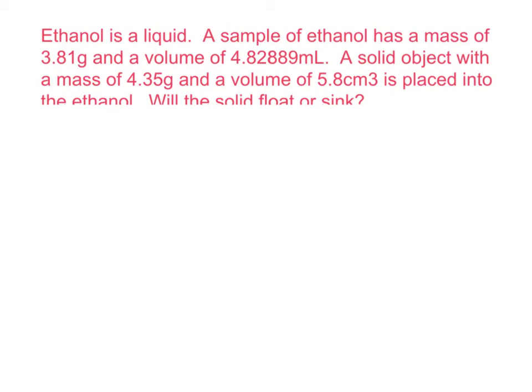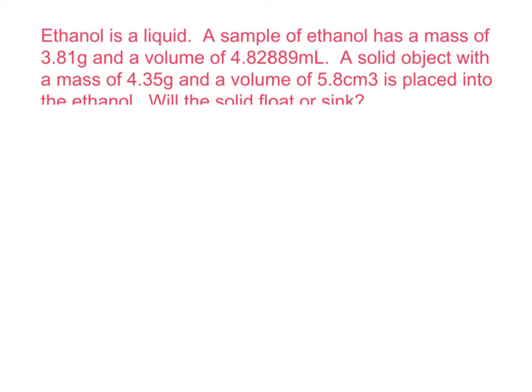Ethanol is a liquid. So we have a sample of ethanol that has a mass of 3.81 grams and a volume of 4.82889 milliliters. We then take this random solid and we find it has a mass of 4.35 grams and a volume of 5.8 cubic centimeters. And it is placed into the ethanol. We want to know if the solid will float or sink.